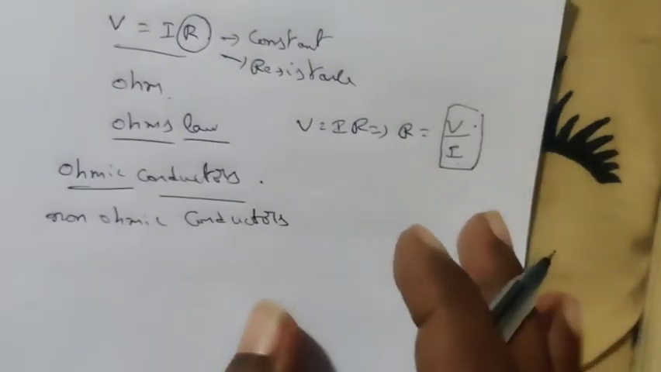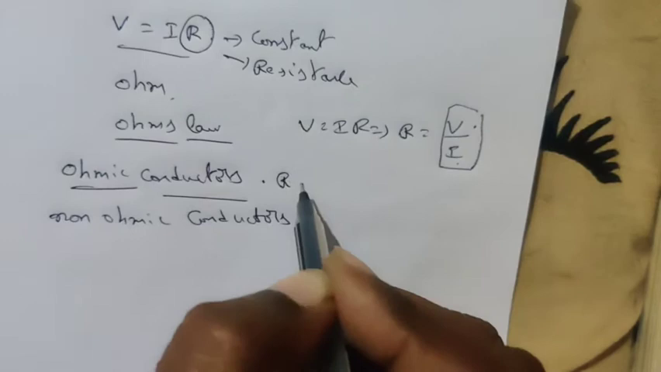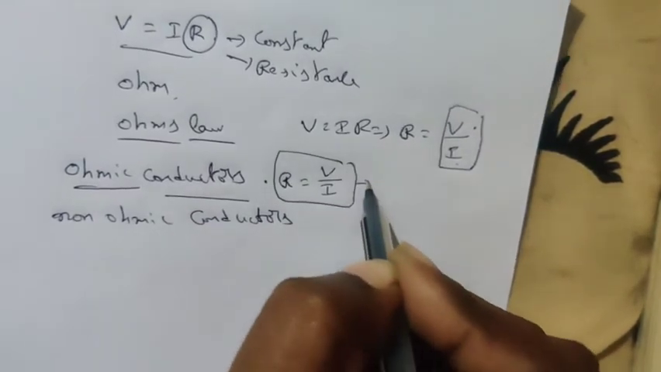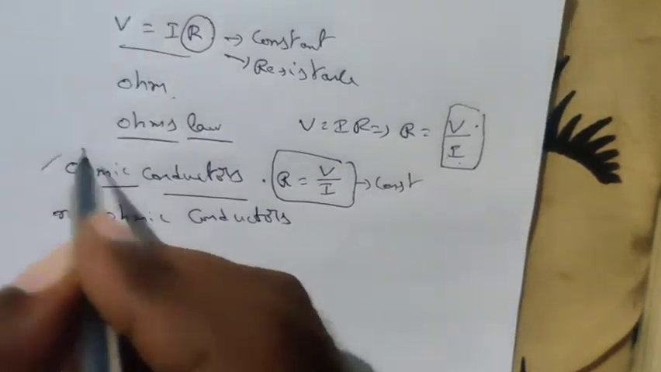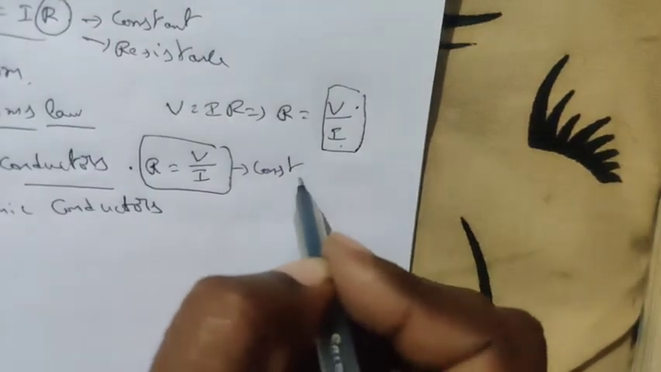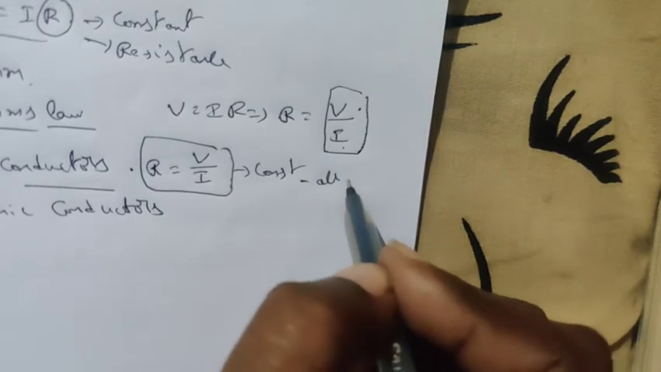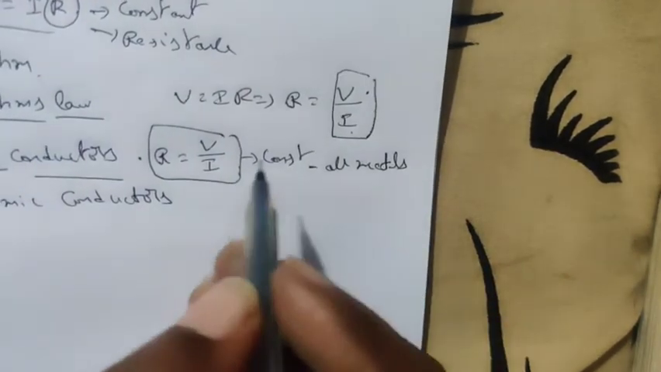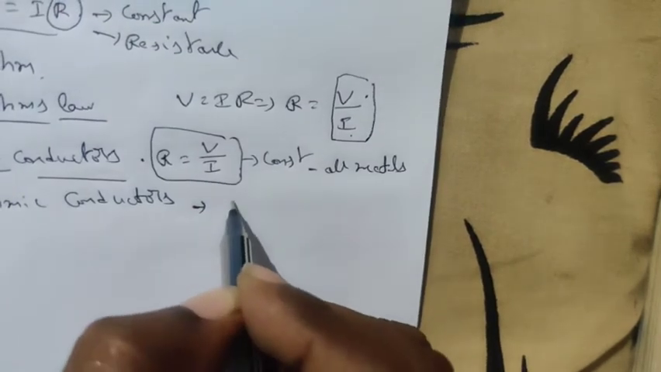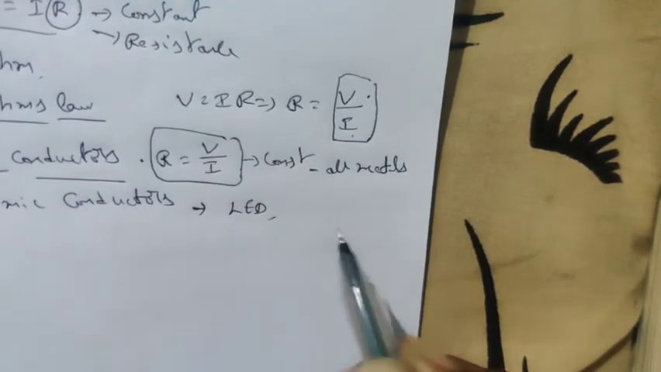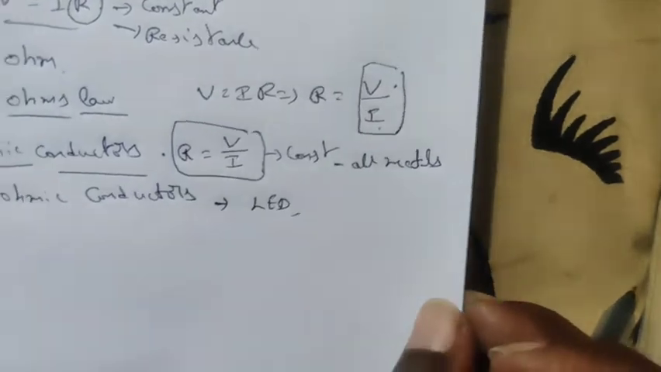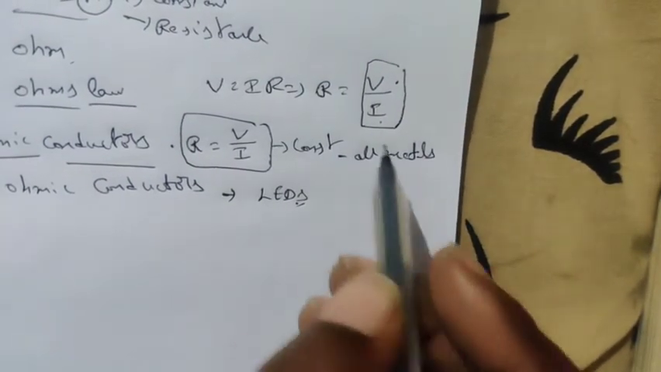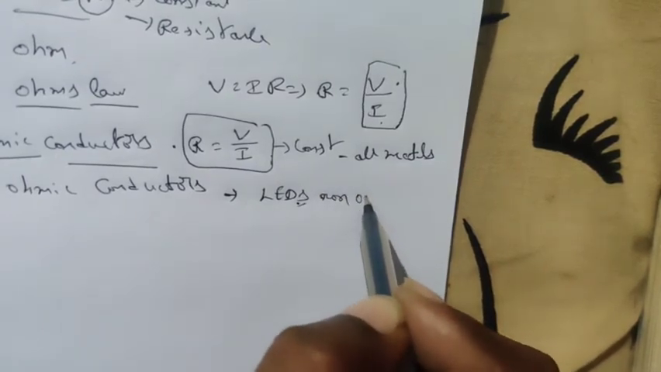What does Ohm's law mean? R must be a constant. R means V by I. This value must be constant, then they are called ohmic conductors. All metals are ohmic conductors. For example, LEDs are the best example of non-ohmic conductors.